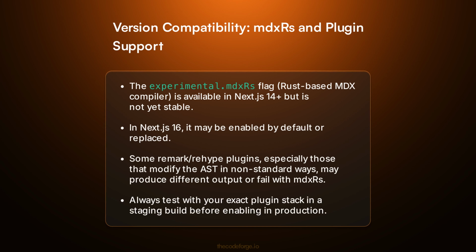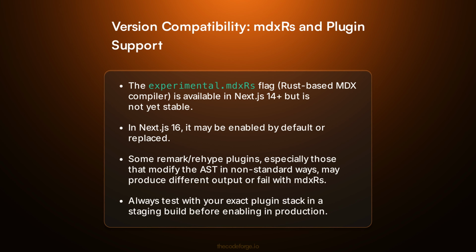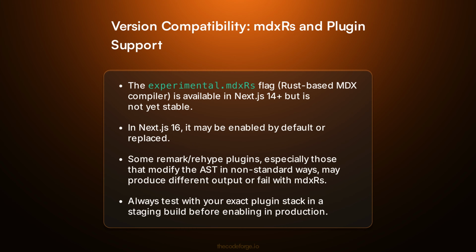The experimental mdxRs flag, a Rust-based MDX compiler, is available in Next.js 14+, but is not yet stable. In Next.js 16, it may be enabled by default or replaced. Some remark/rehype plugins, especially those that modify the AST in non-standard ways, may produce different output or fail with mdxRs. Always test with your exact plugin stack in a staging build before enabling in production.